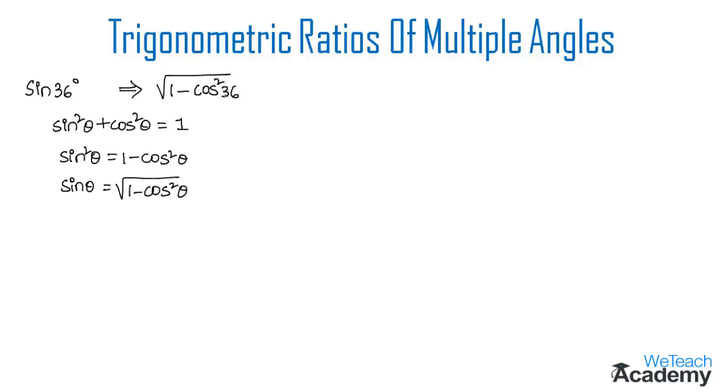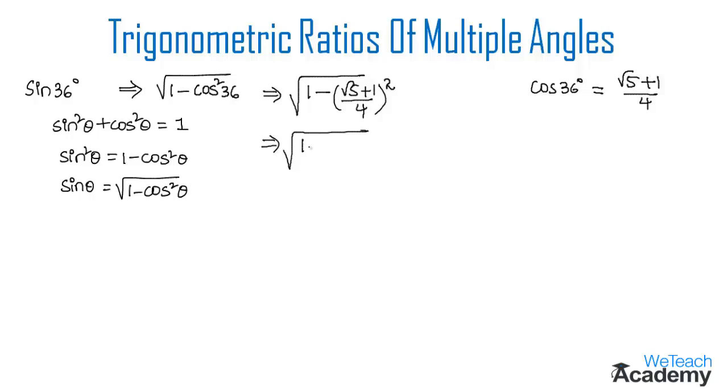So here by using the value of cos 36 degrees, which we derived just now, which is equal to (root 5 plus 1) by 4, and substituting this value here, we get under root 1 minus ((root 5 plus 1) by 4) whole square. So that implies we get 1 minus (root 5 plus 1) whole square, that is (a plus b) whole square, which is equal to a square plus 2ab plus b square.